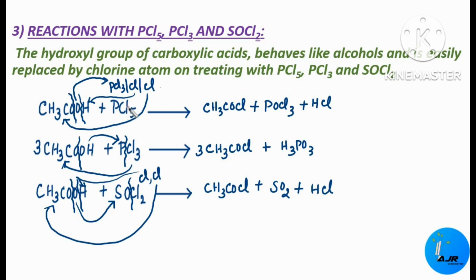Okay. So when you are comparing these compounds, PCl5, PCl3 and SOCl2, which is the best one? This one. The reaction with SOCl2, that is thionyl chloride, is the best because the other byproducts, that is sulfur dioxide and HCl, both are gaseous products, so they will escape. And it is easy to recover CH3COCl, whereas in other cases we have to remove POCl3 and H3PO3. Okay, only then is it possible to get this CH3COCl in a pure form. Understood, students? So the best method for chlorination is reaction with SOCl2.